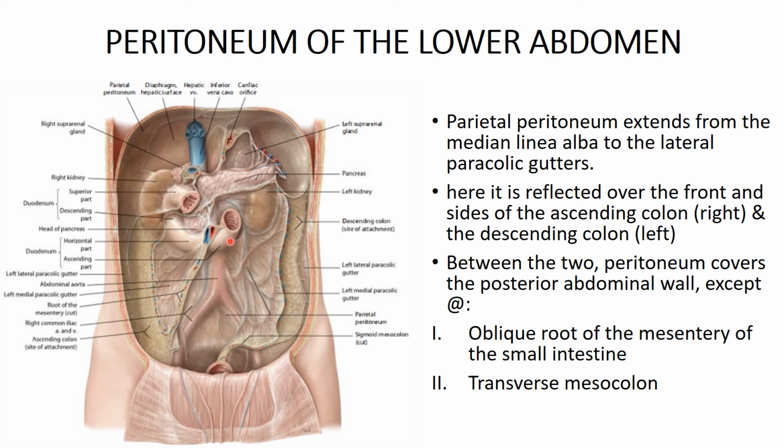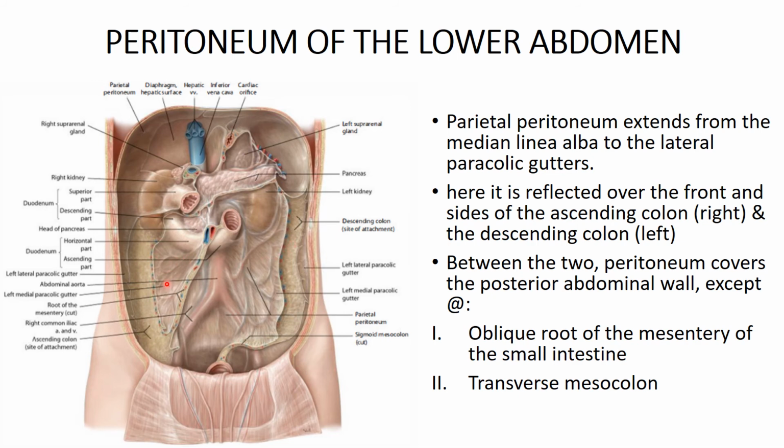So the parietal peritoneum extends from the median linea alba to the lateral paracolic gutter. This is the right paracolic gutter shown here, and this is the left paracolic gutter, and here they are reflected over the front and the sides of the ascending colon on the right side and the descending colon on the left side. Since these two portions of the colon, the ascending and descending, become secondary retroperitoneal, they are posteriorly directly related to the posterior abdominal wall. Here there is no peritoneum, showing they are retroperitoneal portions.